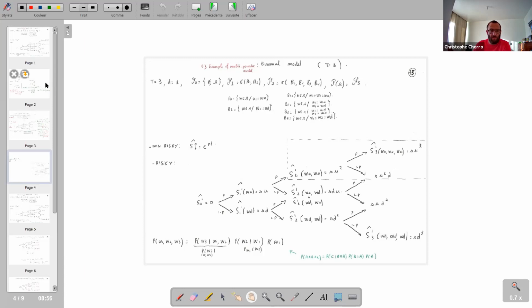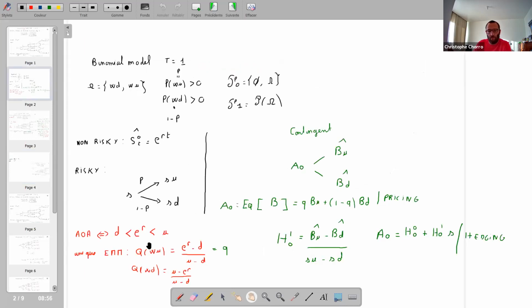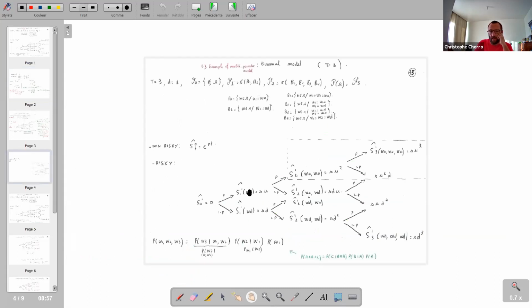And what I know is that for each 1-period model, I know the condition of absence of arbitrage opportunity. So keep in mind this notation. It means that I have absence of arbitrage opportunity. So I have no arbitrage opportunities if the return of the non-risky asset is strictly greater than the return of the risky asset in the worst case and strictly less than the return of the risky asset in the best case.